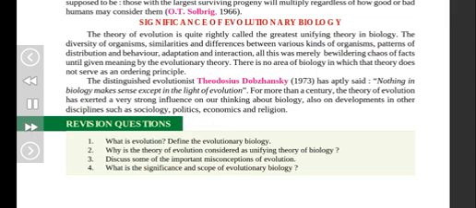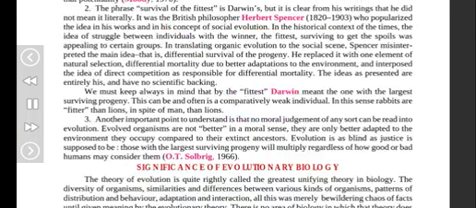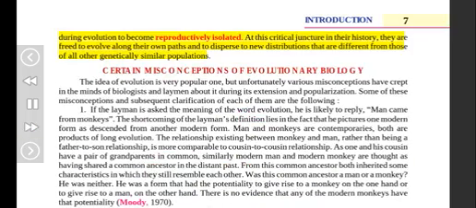Species are populations that diverge enough from each other during evolution to become reproductively isolated. At this critical juncture in their history, they are free to evolve along their own paths and to disperse to new distributions that are different from those of all other genetically similar populations.